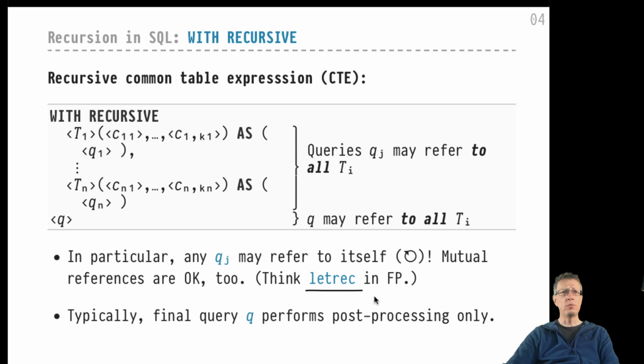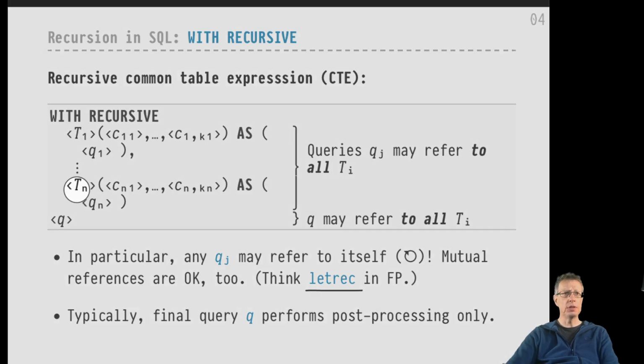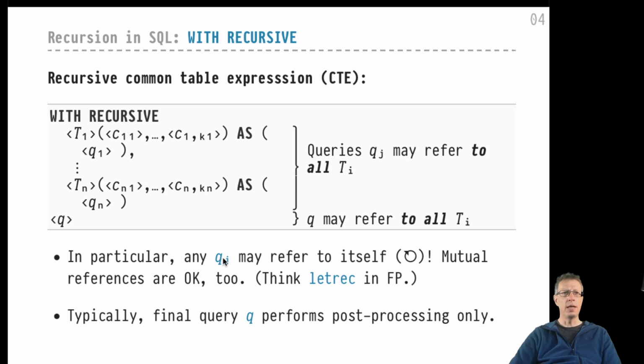And well, the visibility and scoping rules that we've just sketched here for this recursive common table expression are much like the letrec visibility and scoping rules that you will find in functional programming languages. Okay. All right. So this, of course, is the most intriguing part, that query Qj may refer to the result that it currently computes. And this, of course, leads to this recursive behavior in queries. Let's have a closer look at this.